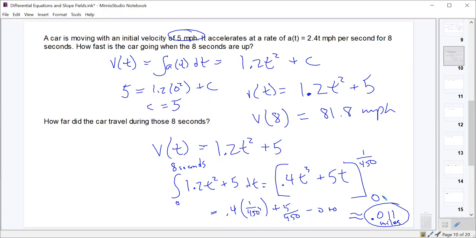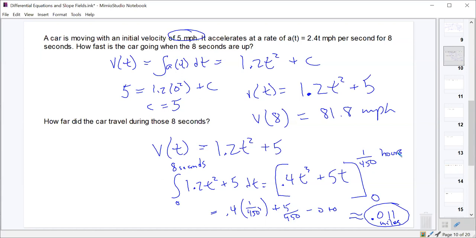Could you just plug that definite integral into your calculator? Would that have been a way to solve this? Okay. Yeah, if you changed it to 1 over 450 to begin with, sure. I should write this as hours. Cool. Everybody good there? Any questions there?